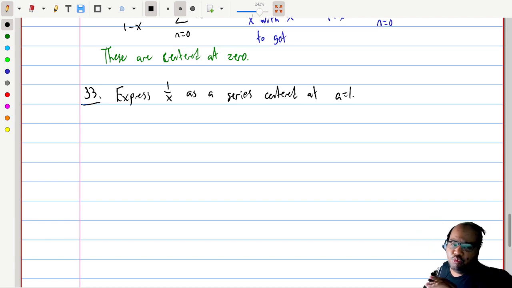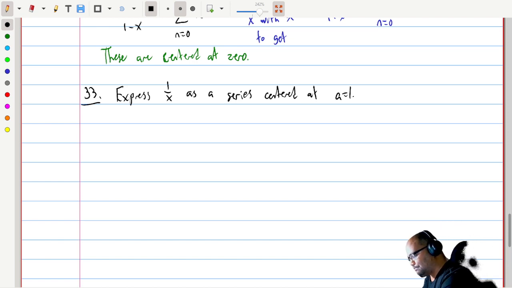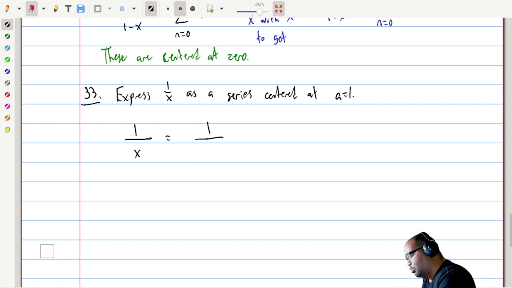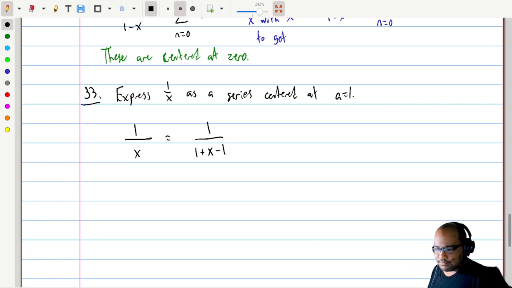So the way we do this, we're going to actually do what I call a dirty trick. We're going to add and subtract 1 here. We're going to add 0. So 1 over x is going to be the same as doing 1 over 1, so we'll have an x here. I'm going to subtract 1. I'm going to add 1. Okay, that's kind of going to be our dirty trick here. Add 1, subtract 1.